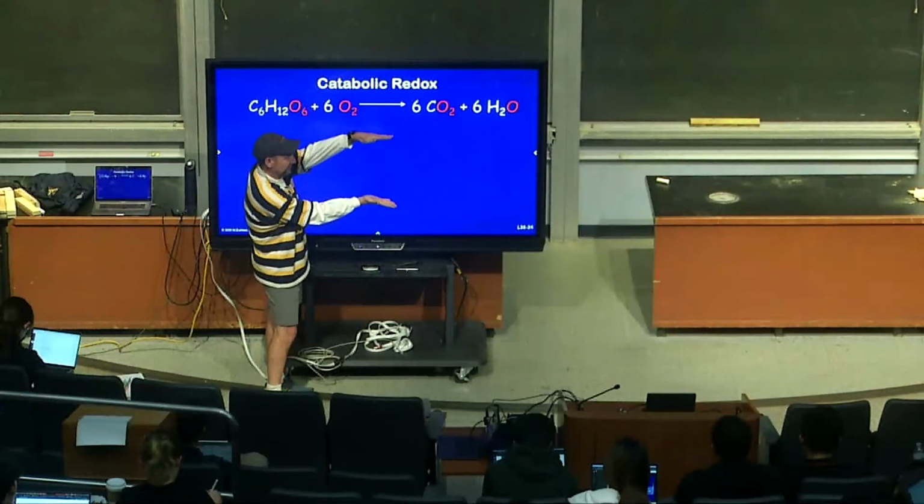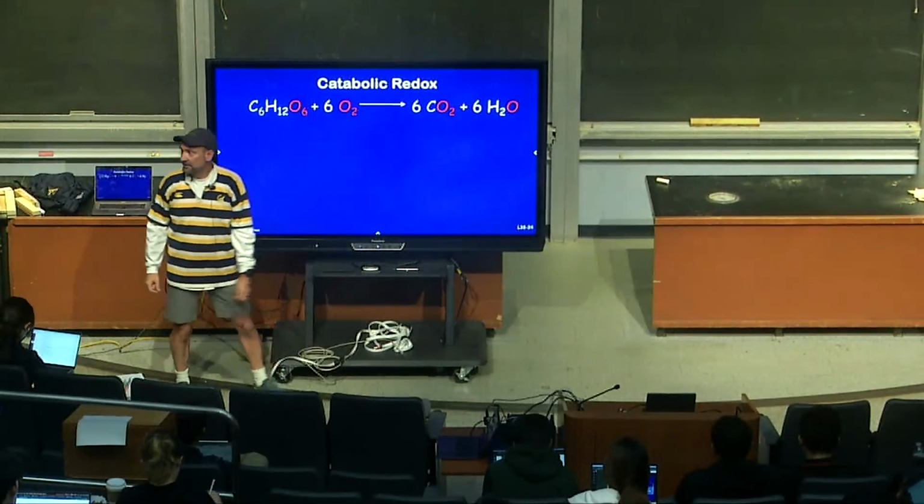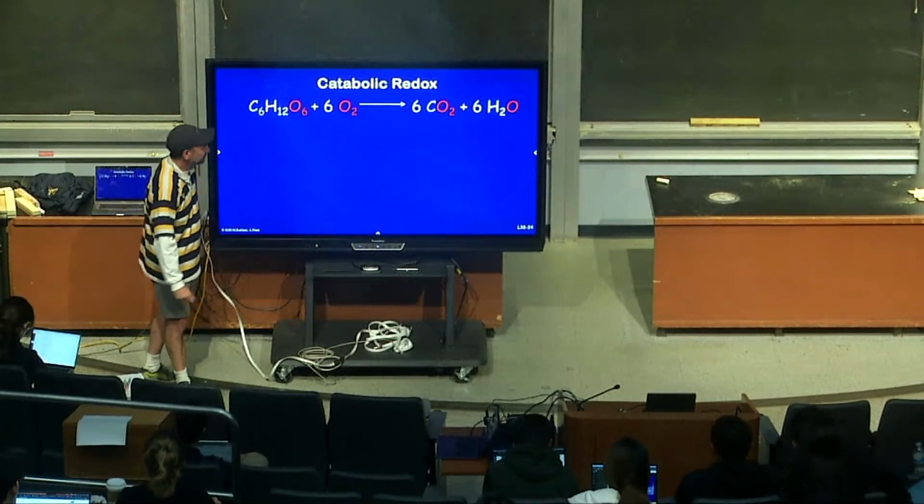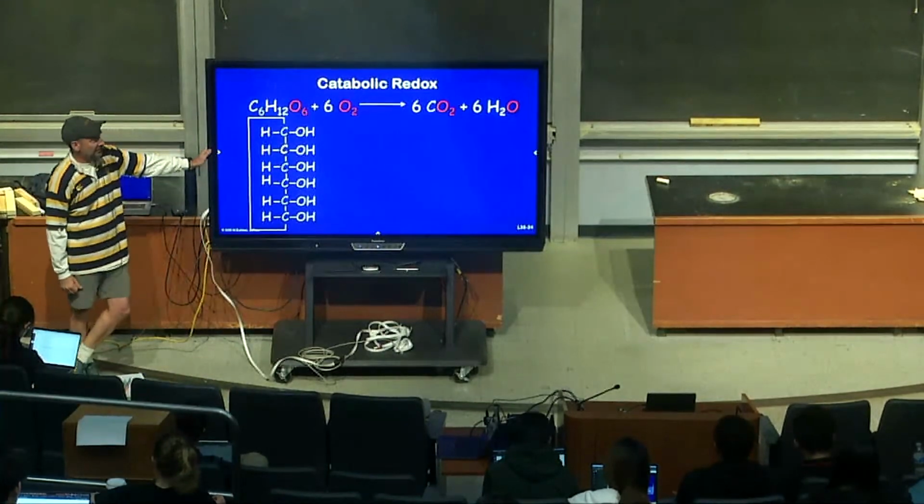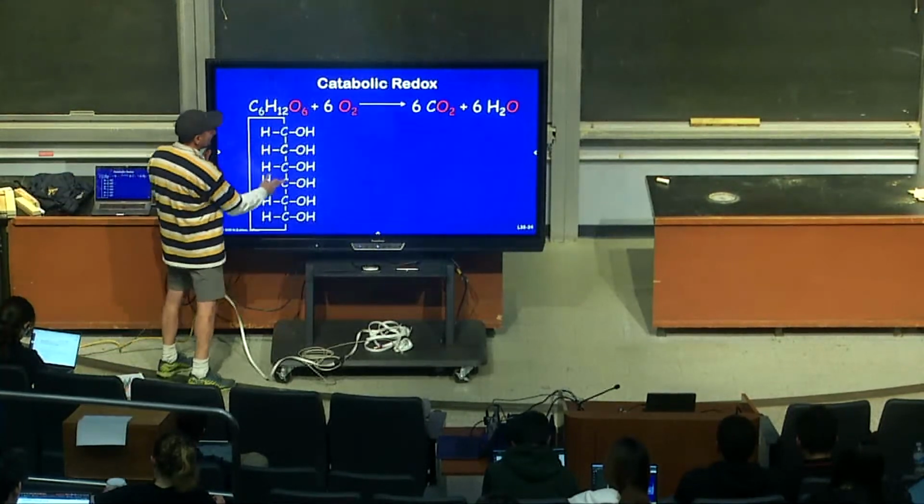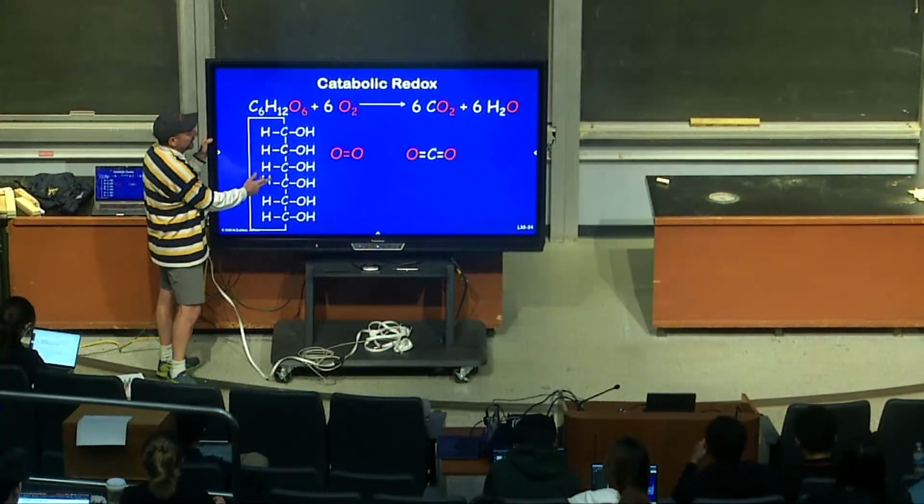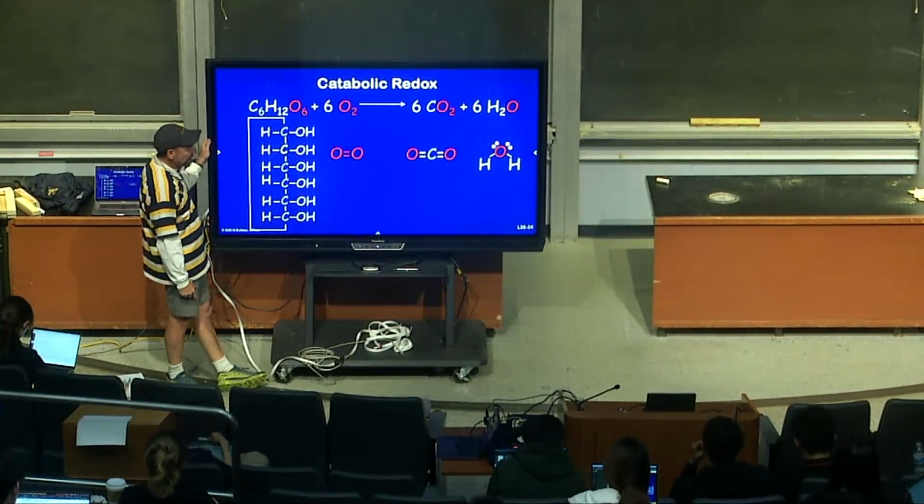Same difference, delta H for those, okay? So let's look at it. It's also an oxidation reduction reaction. So we get to look at our redox chemistry. Here are the things that are happening.